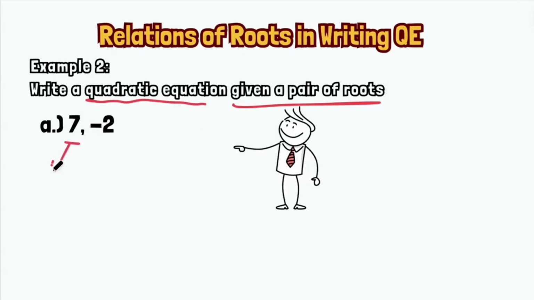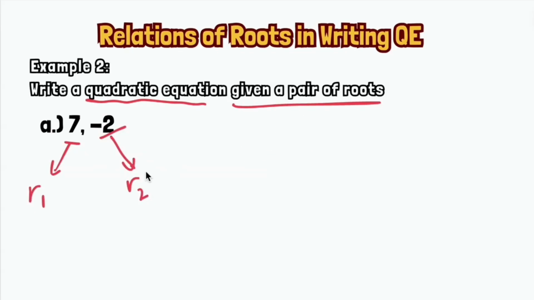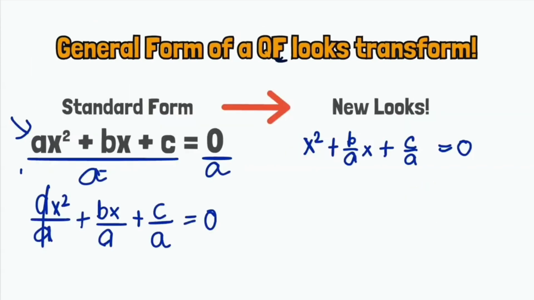7 is our representation of root 1. Negative 2 would be our root number 2. From these two roots, we will create a quadratic equation. So, let's go back to the transformation we did earlier. In this part, this is the new look of the standard form from earlier.